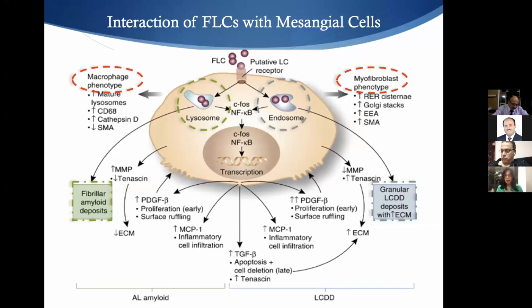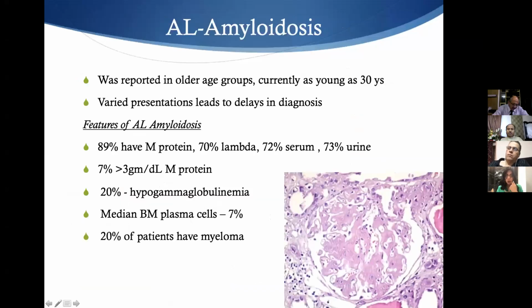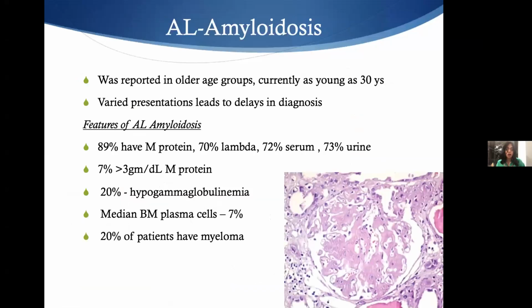So, AL amyloidosis. I'm not going to spend a lot of time with amyloid because we're going to discuss amyloid in detail on Friday, inshallah. However, for AL amyloid, there are a few points I want to point out. Number one, this is not a disease of the elderly. Although it was reported in older age groups, currently we see it as young as 30 years old. And it has varied presentation, and due to its varied presentation, it leads to delay in diagnosis. It's not always your classic nephrotic syndrome, because AL amyloid tends to be very early and subtle, and it's one of the things which can be missed.